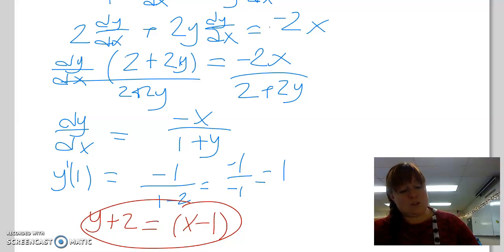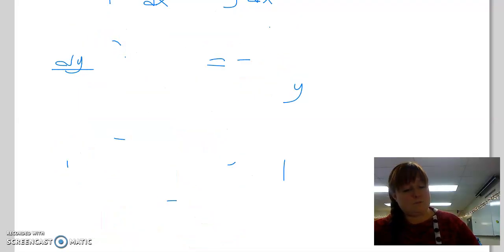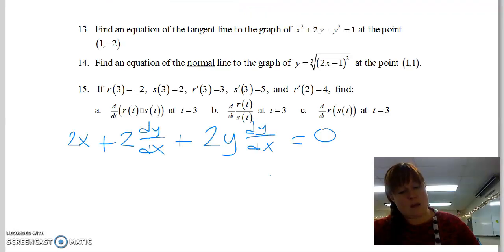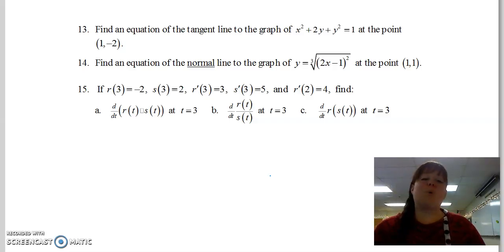All right, let's look at the next one. It says, find an equation of the normal line to the graph. So remember, the normal line is perpendicular to the tangent line, which means we have to find the slope of the tangent line, and then we just use the opposite reciprocal slope to write the slope of the normal line.